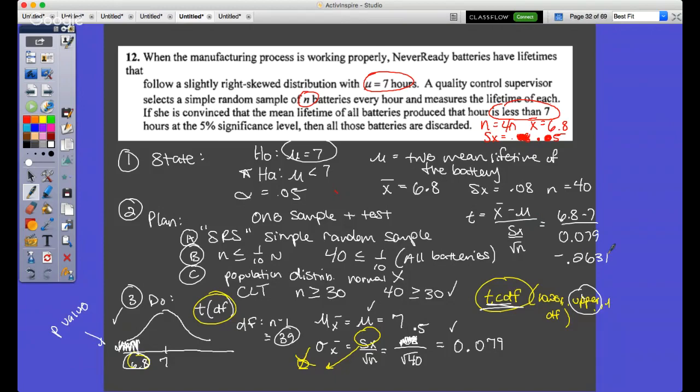Let's see. I think I actually, let me replug that. I think I put an extra 0 in. Try that again. I'm sorry, negative 2.63. So I moved the decimal over. So negative 2.63. All right. So what this means is that this is negative 2.631 standard deviations to the left of my mean. So 6.8 is the value, and the t-score is negative 2.631.